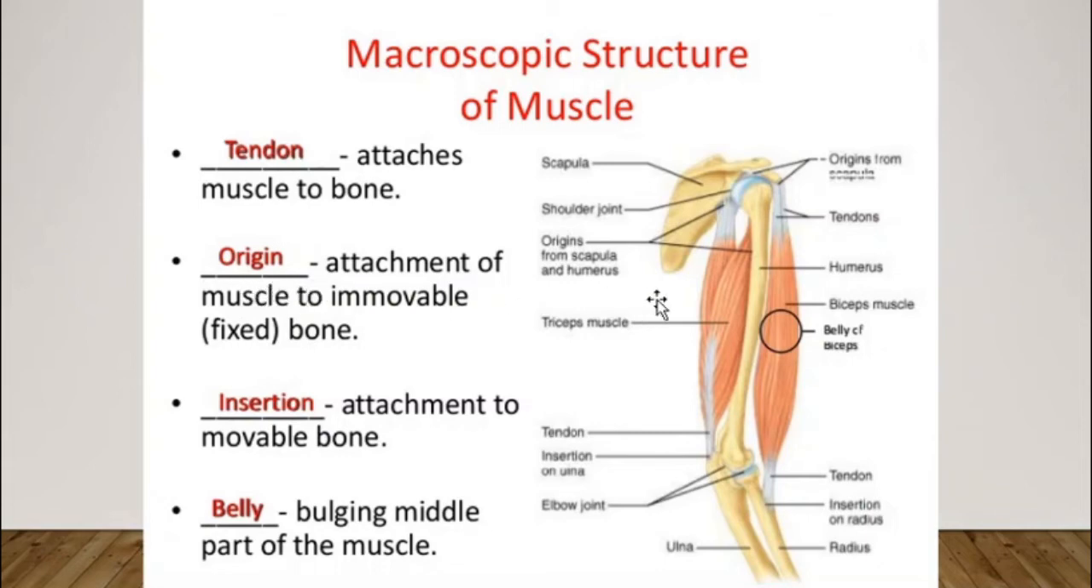For example, the biceps: the origin is on top of the long bone. You have a tendon here, and it is inserted on the radius. That is the insertion. The insertion is the attachment to a movable bone. The belly is the bulging portion of the muscle.